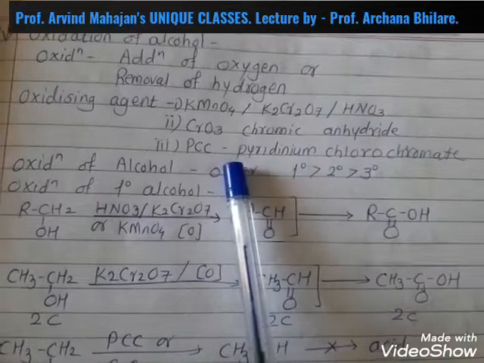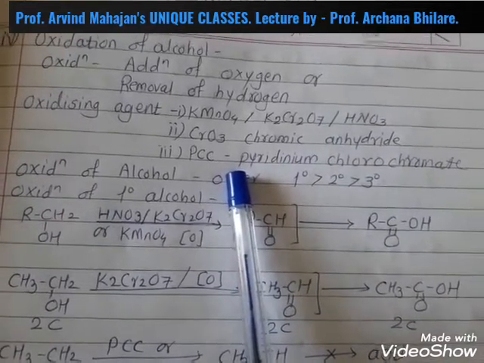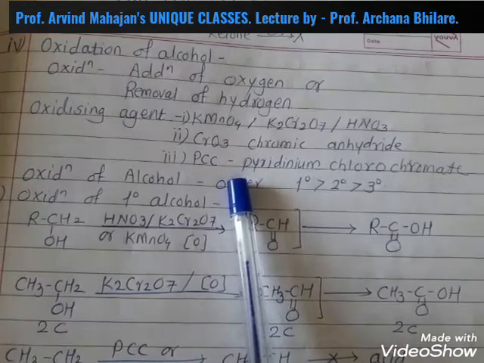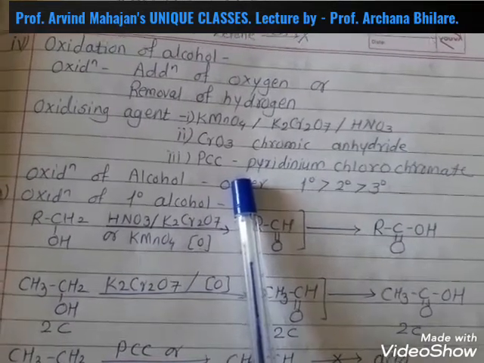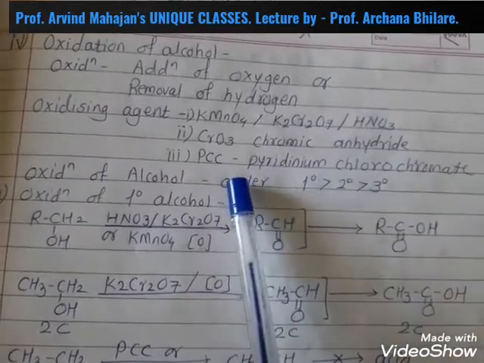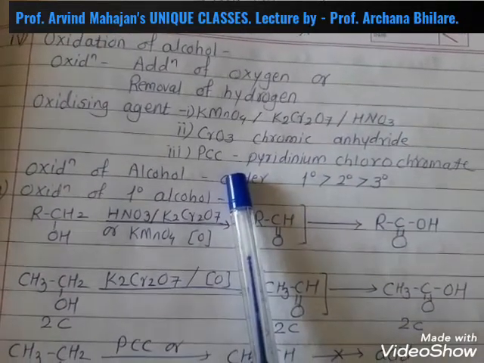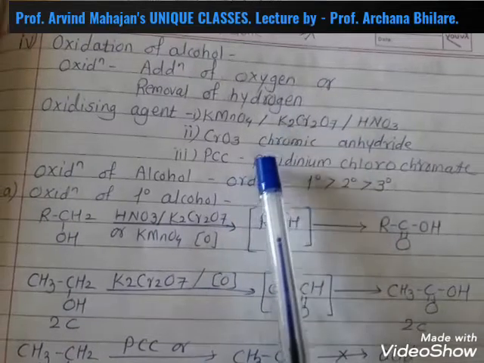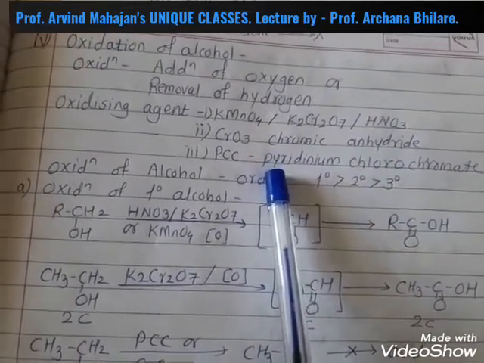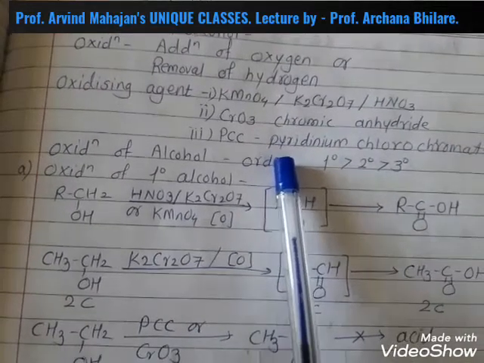In the old syllabus, along with PCC, one more reagent was given, PDC. PCC or PDC, same role. PDC is pyridinium dichromate, and this is pyridinium chlorochromate. In your book they have given only PCC. So how do they cause oxidation of alcohol?